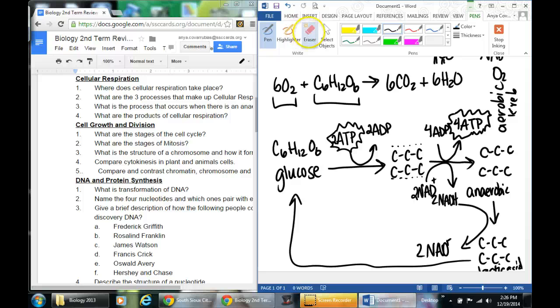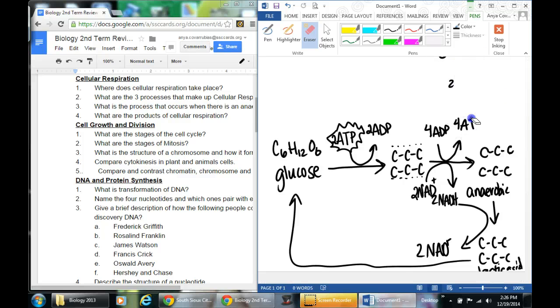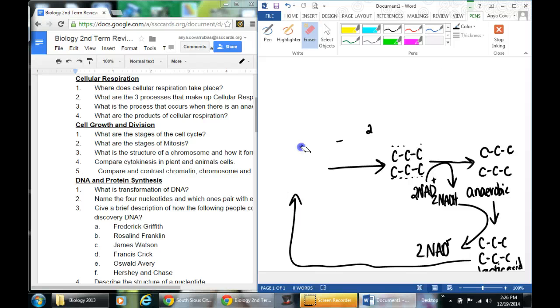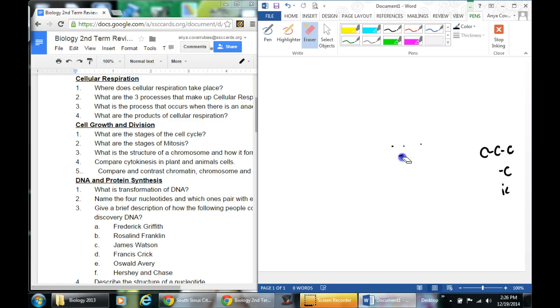Alright, so next thing on our list is cellular division, cell growth and division. That's the process of mitosis. And mitosis is really important for us to understand because this is how cancer is reproduced and becomes such a problem. And so let's get started on that. So what are the stages of the cell cycle?